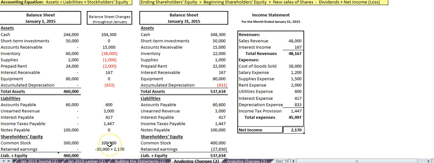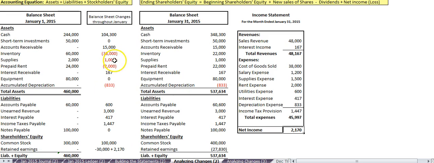Also, we have common stock, so if you issue new shares, that comes from outside shareholders and it goes directly into the common stock, and it also affects cash. And dividends is another entry that affects your balance sheet and your changes in balance sheet.